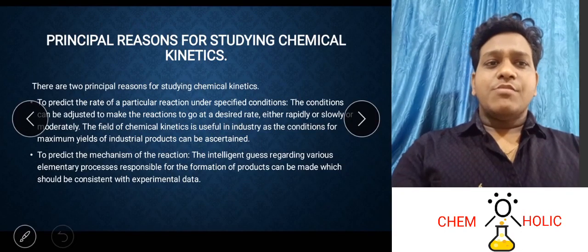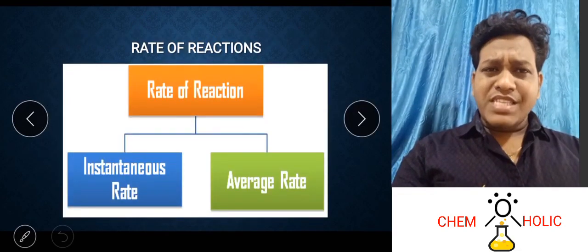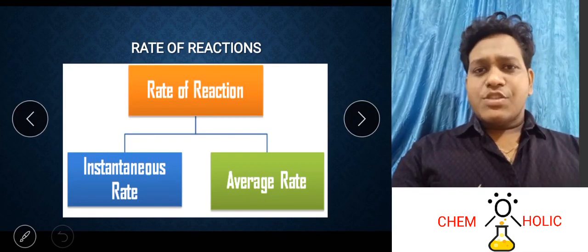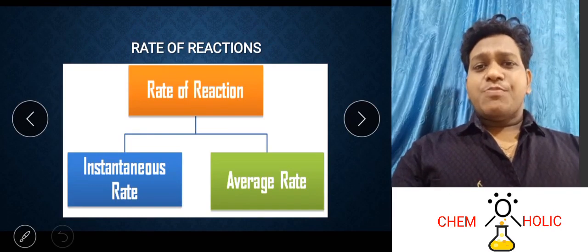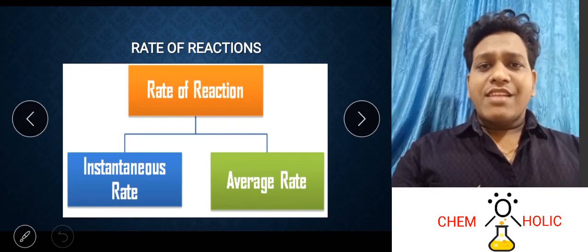Okay, so let's move to a topic called rate of reaction. Basically, rate of reaction is nothing but what we call the speed of reaction. Any reaction has its own speed. They may be slow, they may be fast, they may be moderate. Now a big question arises: on what basis do we judge the speed of a reaction, on what basis are we calculating the rate of reaction?